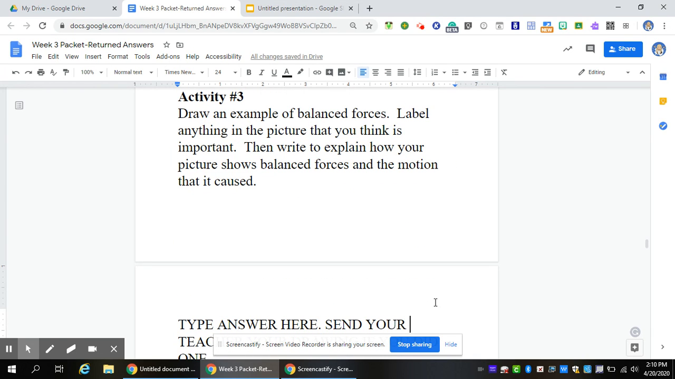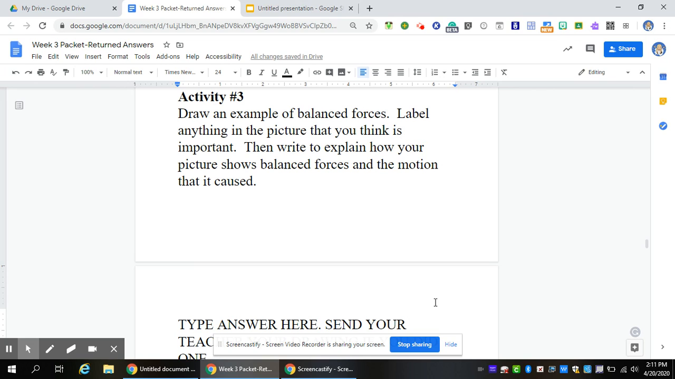Activity 3, draw an example of balanced forces. Label anything in the picture you think is important, then write to explain how your picture shows balanced forces and the motion that it caused. So we learned about balanced forces and unbalanced forces back in January and February. If for some reason your child's having trouble with remembering that, just a simple Google search, you should be able to find some videos for children on the forces, but have them try to think balanced forces in the sense of tug of war. Those were some examples that we used in the classroom.